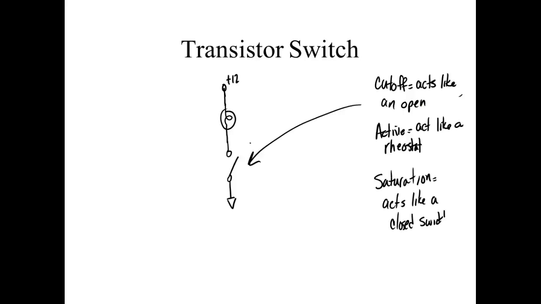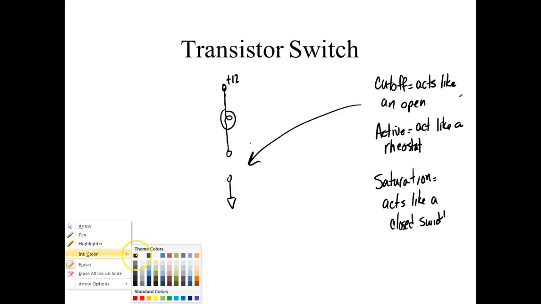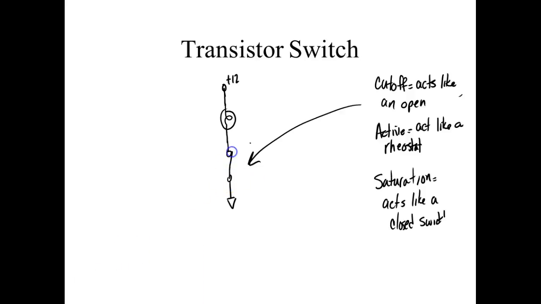So cutoff, it acts like a what? Open switch. So we're operating in cutoff. I'll do the symbol right. Is the light on or off? It's off, because there's no complete path for current flow. So if I come over here and close the switch, we're operating the transistor in saturation, and now it acts like a closed switch and the light will come on.